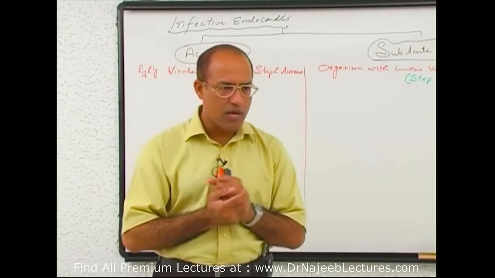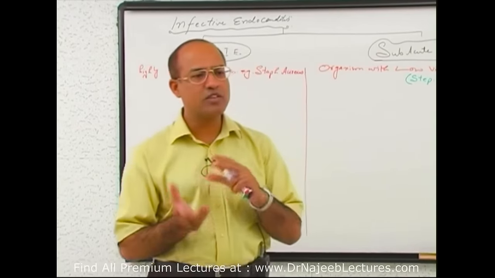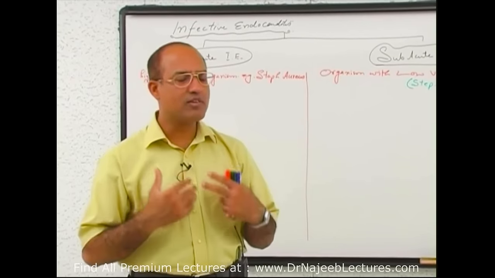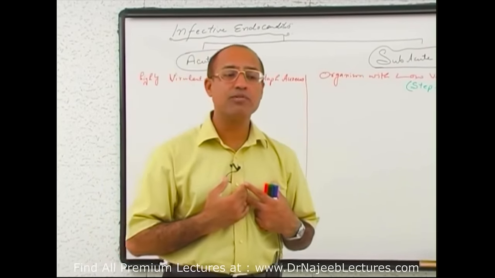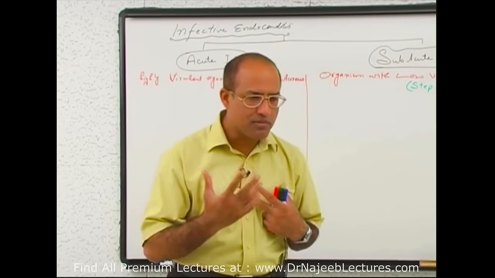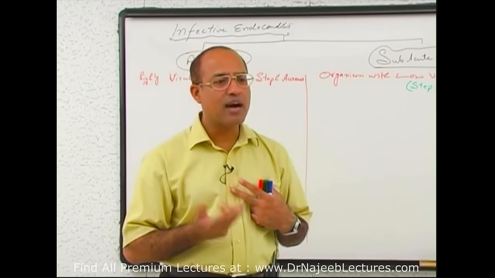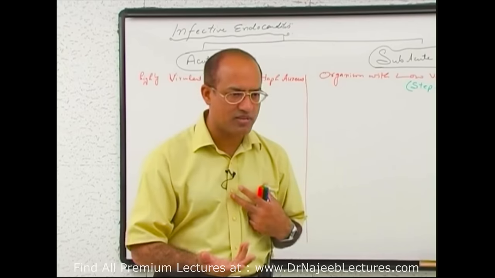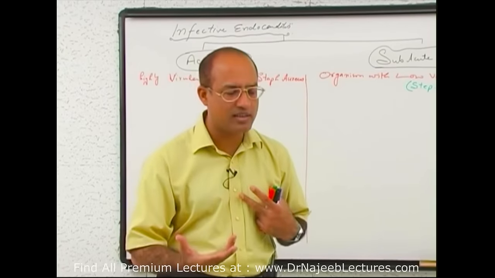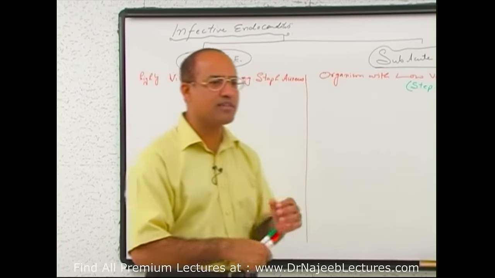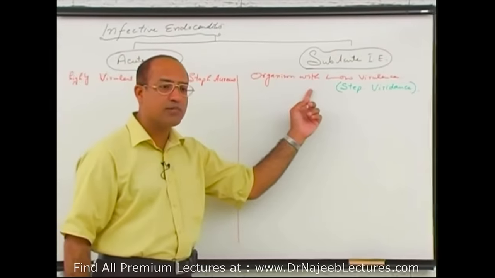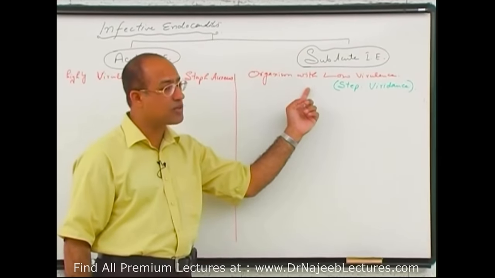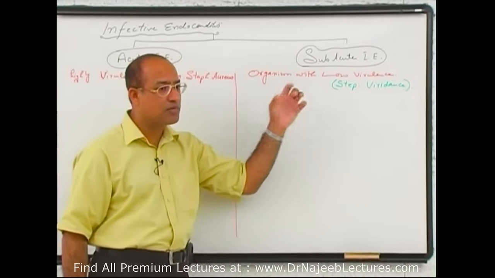But what really happens is that when bacteremia occurs again and again, a person with a normal heart may not suffer any big problem. But if someone has a heart which is predisposed to disease, predisposed to infective endocarditis, then even an organism with low virulence can produce a disease. And now here we are going to another concept. Let me elaborate it.